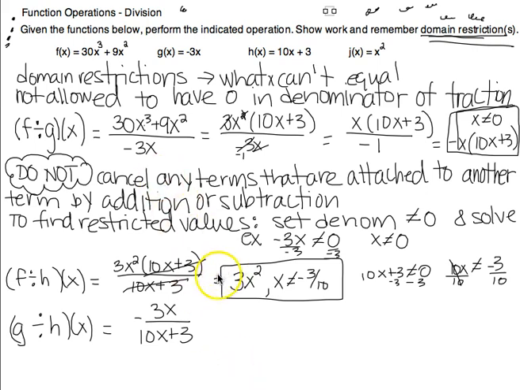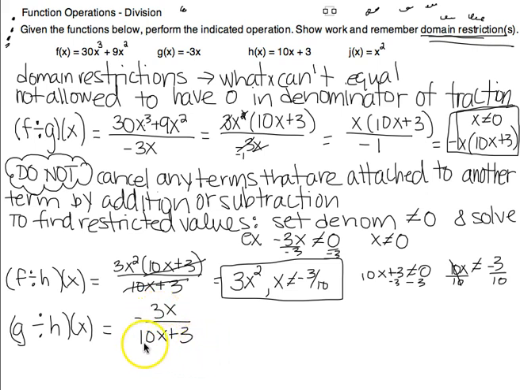Now, as previously stated, you cannot cancel anything that is attached to another term by addition or subtraction. So I always get people on ones like this because they've gotten so excited about canceling things who try to cancel these x's. Yes, this x is separated from the negative 3 by multiplication, but this x down here is attached to this 3 by addition. So we cannot cancel those. There's actually nothing that we can do to cancel, which means that this is actually our final answer.